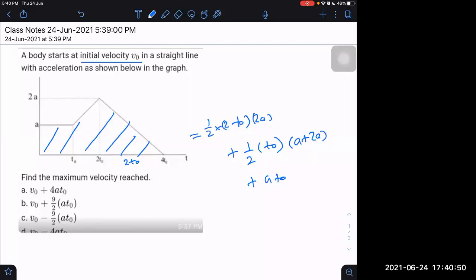Then what is the total coming out to be? Add all these areas. Half cancelled, and this half will not cancel. It comes to 9 by 2 into A T0. That is to be added with V0. So this is V0 plus the change, the net velocity.